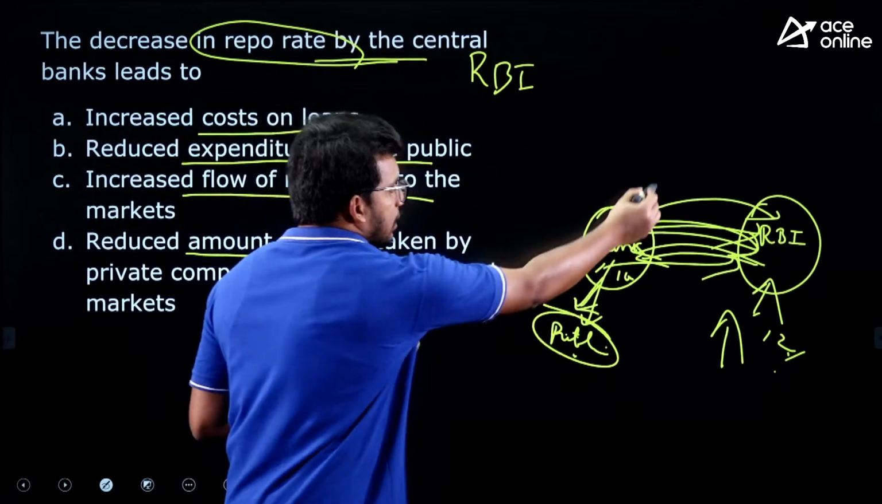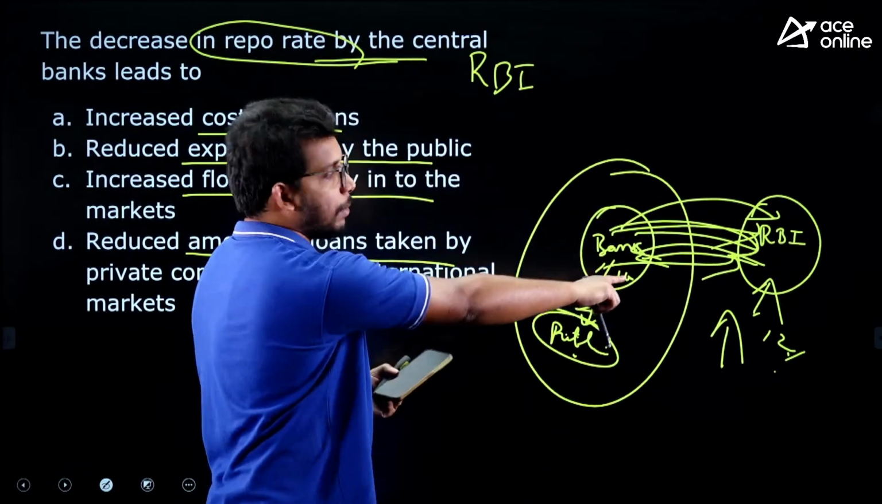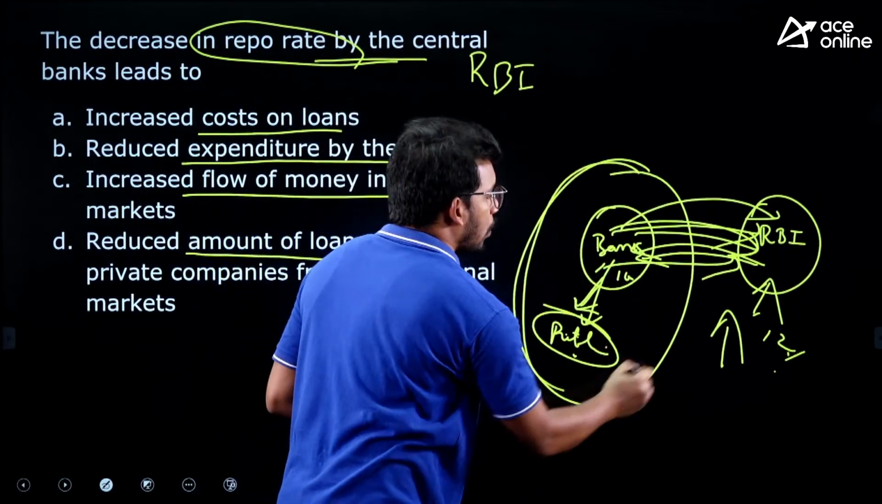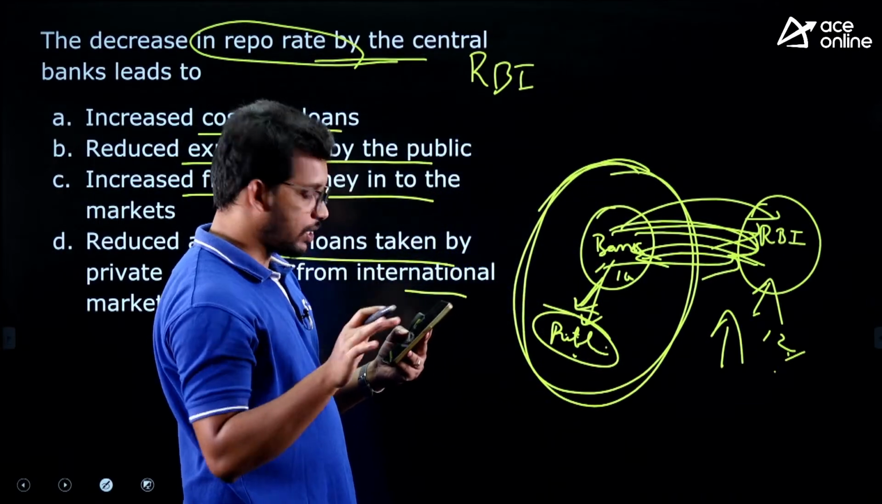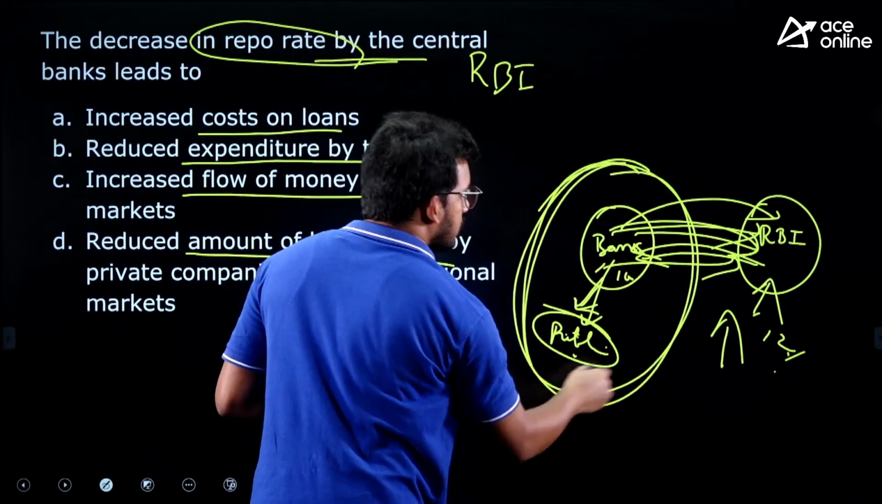Now this is the market. The RBI is not included in the market. Market means those who are freely trading the money, right? Yes, Jashwant and Jahnavi have answered it correctly again. So this is called the market.